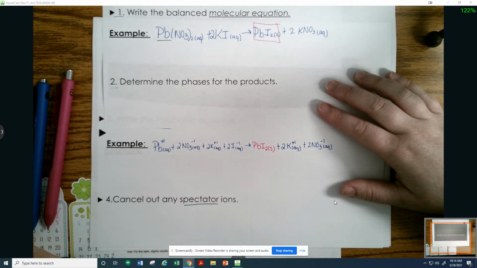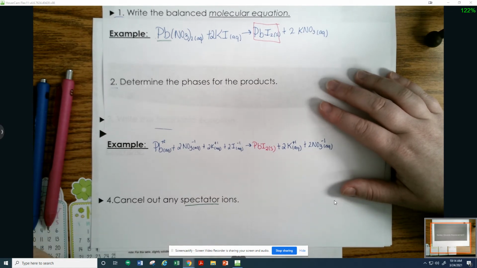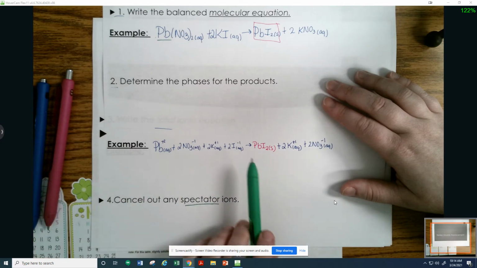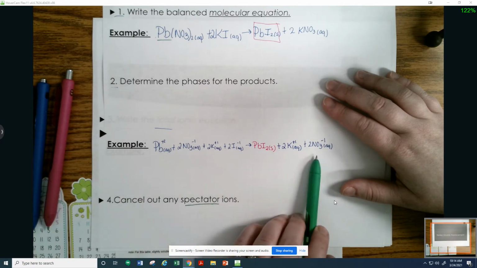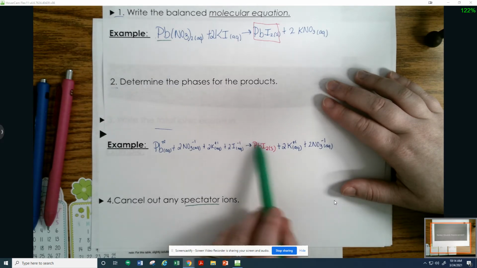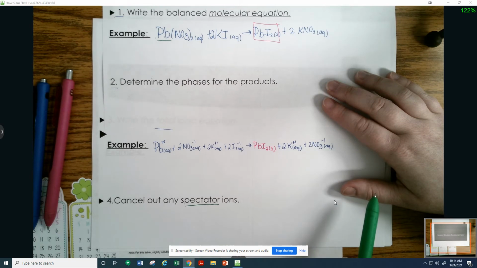So you've maybe heard the word spectator. If you're a spectator at a sport, you're not participating in playing the basketball game, you're observing the basketball game. So spectator ions are what you find on both the reactant side and product side. These are the ions that are not involved in making the precipitate. So what was not used for this? You should see them on both sides.